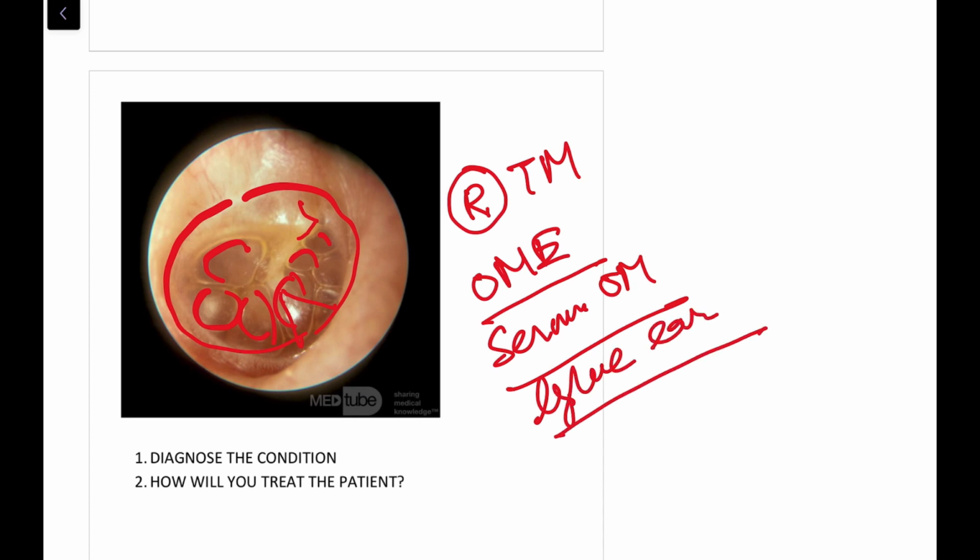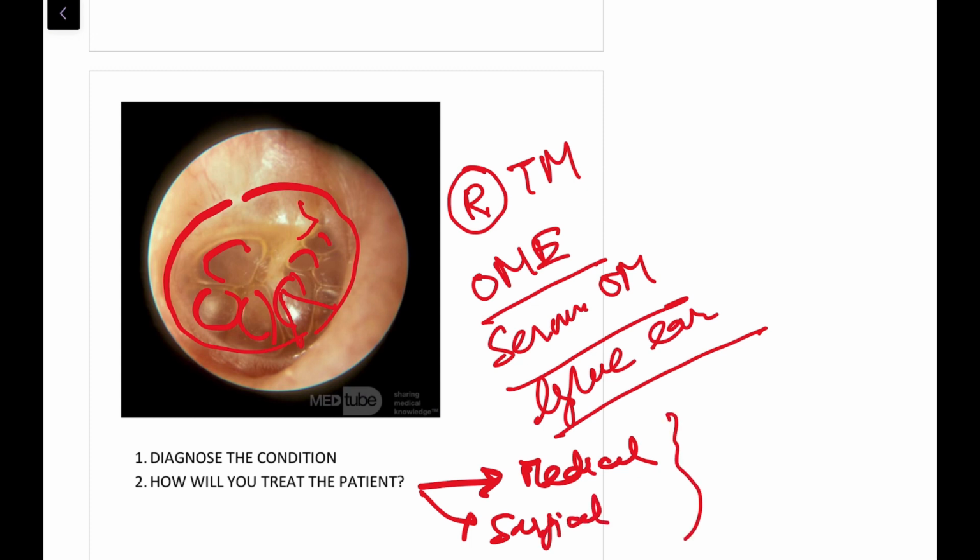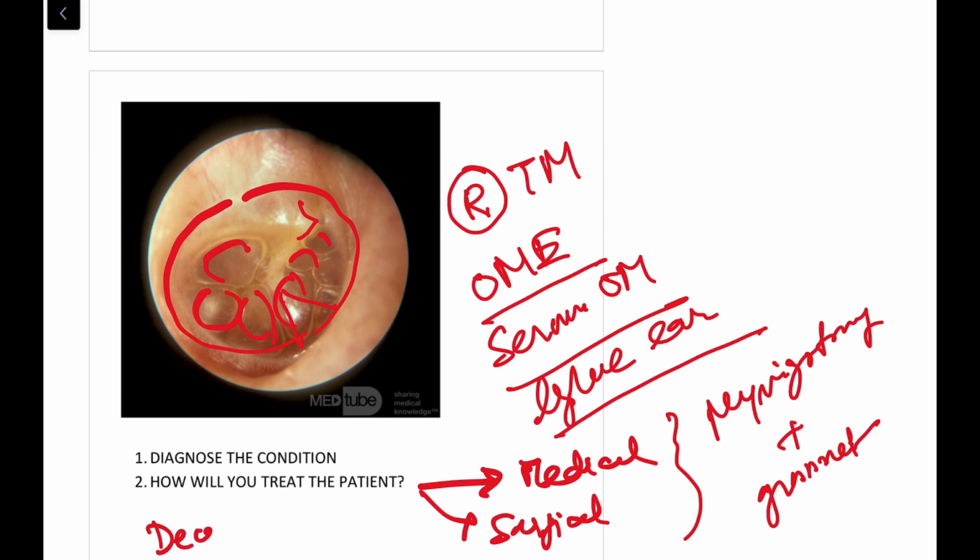Now, how will you treat the condition? There is both medical management and surgical management. Here, to answer to the point, it is better to write myringotomy with grommet insertion. For medical management, nasal decongestants have a role, and antihistaminics.